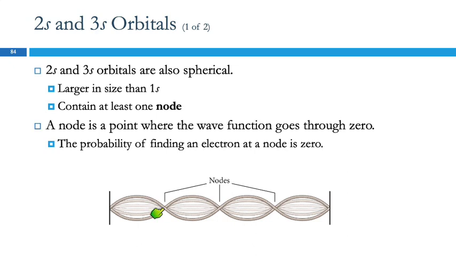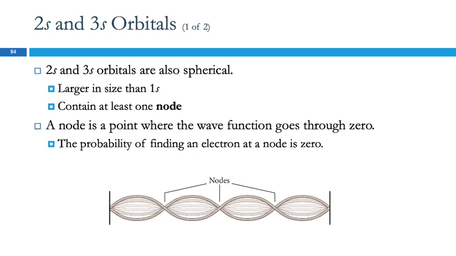This is what's called a node, where the string is not moving, where the wave is coming up and down and up and down and back to the middle. So a node is where there's 0 probability of finding an electron. So this would be like at the nucleus, and this would be a first node and a second node and a third node.